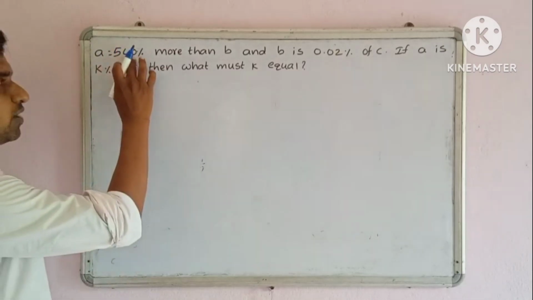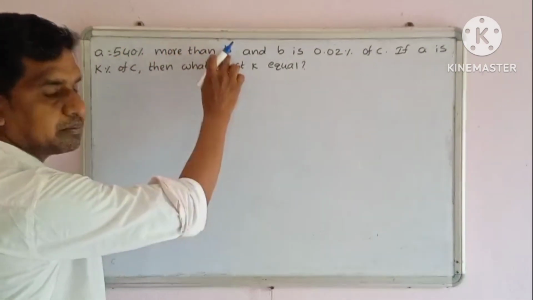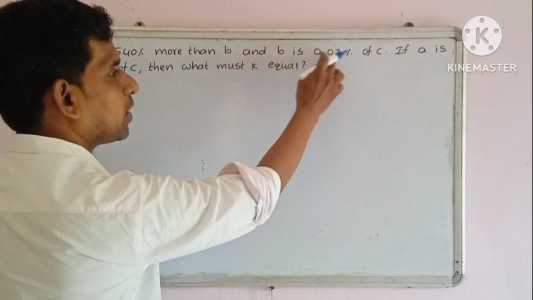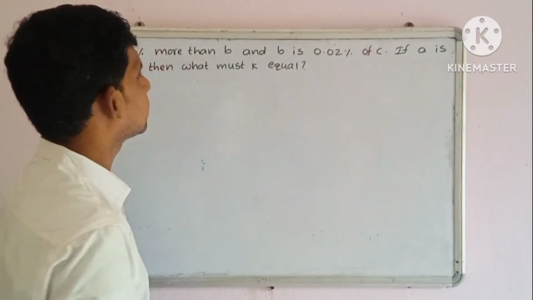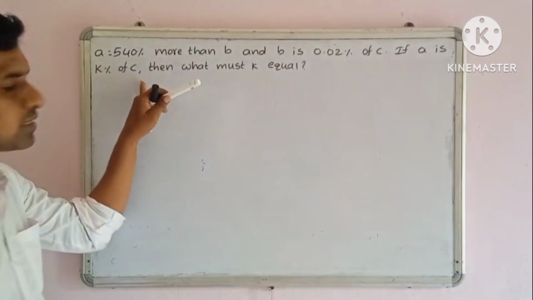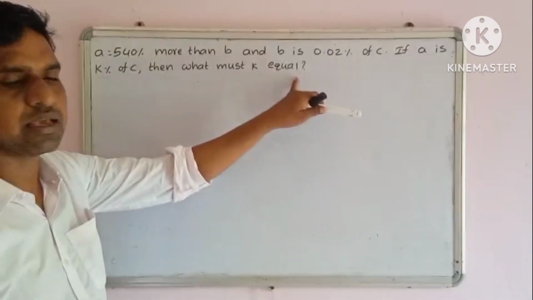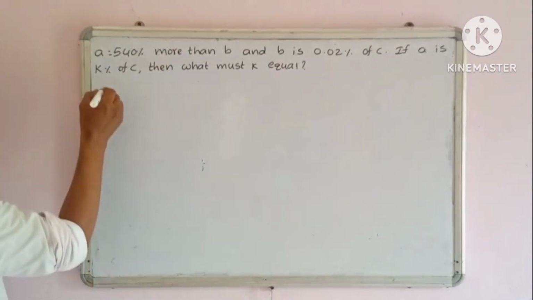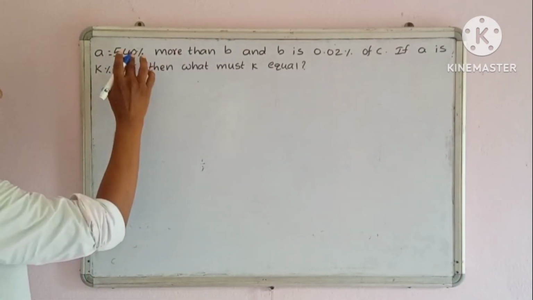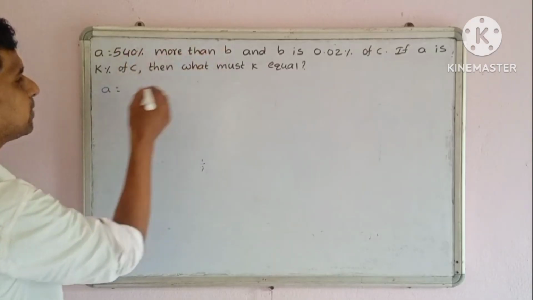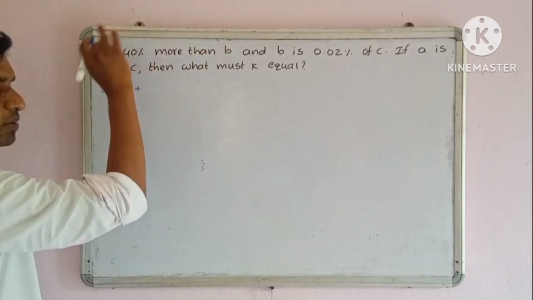A equals 540% more than B, and B is 0.02% of C. If A is K% of C, what must K equal? So A equals 540% more than B. So B plus 540% more.